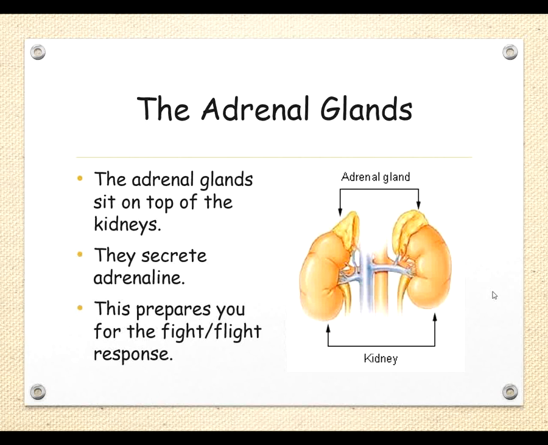The adrenal glands. Your adrenal glands sit on top of your kidneys and they secrete adrenaline. Adrenaline is one of the fastest acting hormones. Right back at the beginning, when we talked about homeostasis, we talked about how the nervous system is very quick and has short lasting effects, whereas your hormonal system can be much slower, but the effects tend to last for longer. This is not the case for adrenaline. Adrenaline is one of the fastest acting hormones you have.